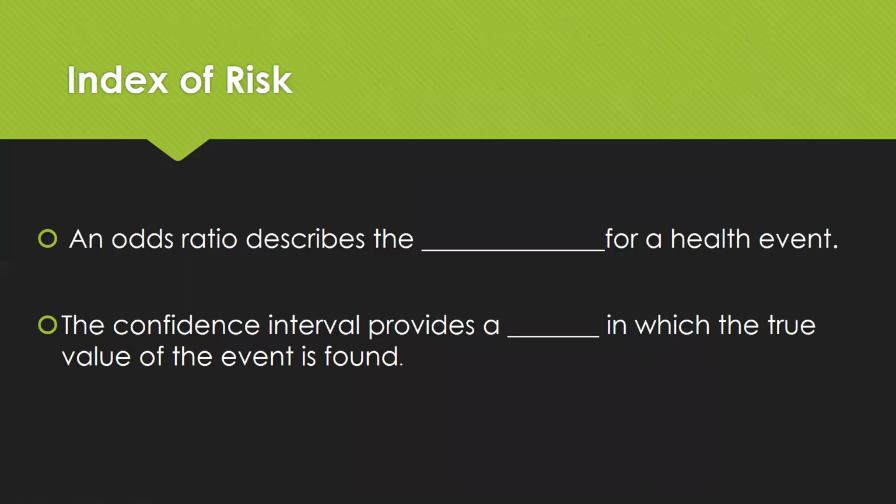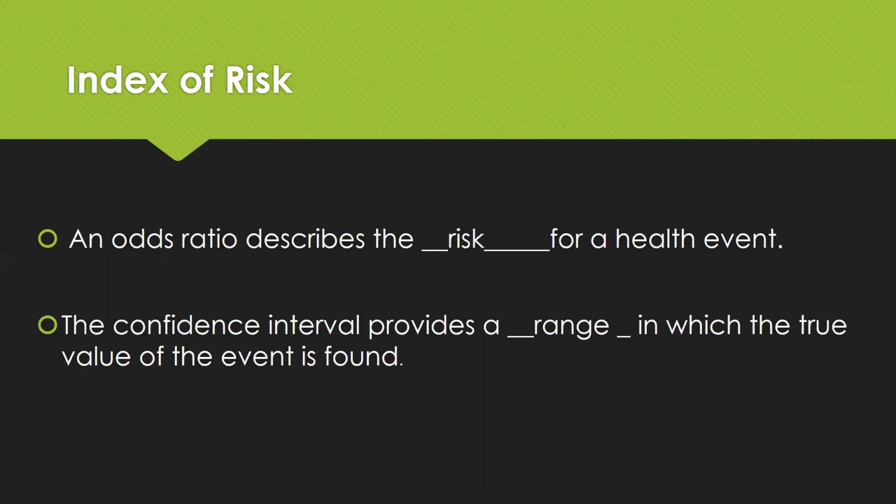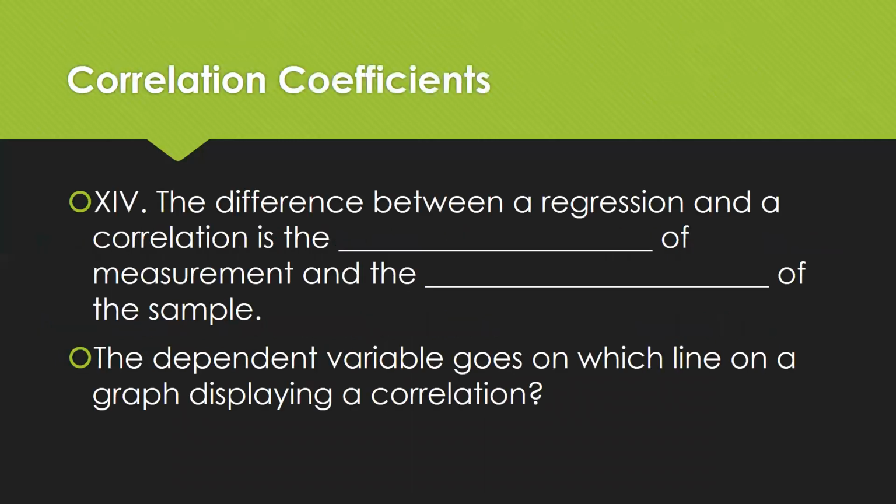Let's look at this index of risk, this odds ratio. An odds ratio describes the blank for a health event. The confidence interval provides a blank in which the true value of the event is found. So the confidence interval provides the range in which the true value of the event is found. Remember, that's a true mean, whereas the odds ratio describes the risk for a health event. Also consider using the term likelihood for a health event.